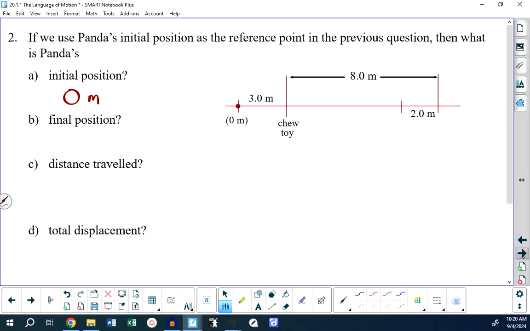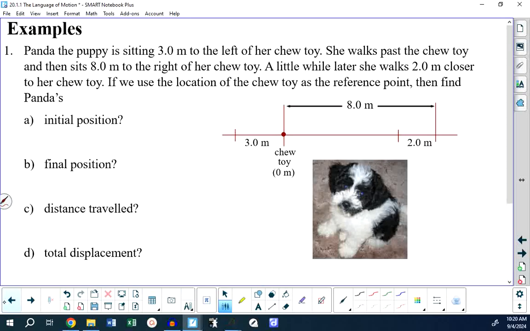So I want you to notice that we get different answers, which is a very useless thing in science. They're both correct. But, when you try to communicate with people about physical problems in the world, you want to use the same reference point. And this is kind of an arbitrary situation. What's the reference point? Well, I don't know, let's choose the chew toy. No, let's choose Panda's initial position. It becomes clunky. Okay. So let's get back now to example 1, where we said that this is her initial position. And we'll come back to this idea that the number will change if we change the reference point.